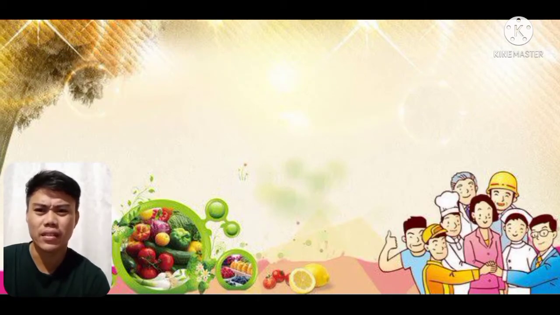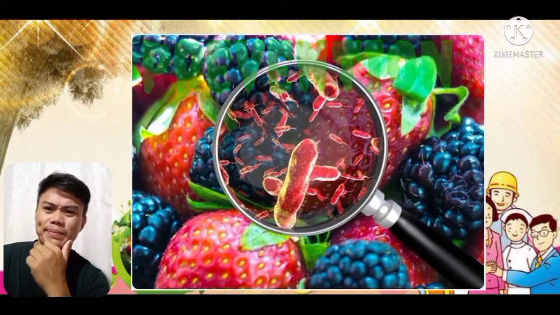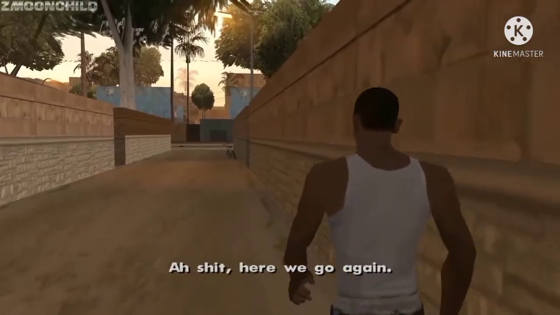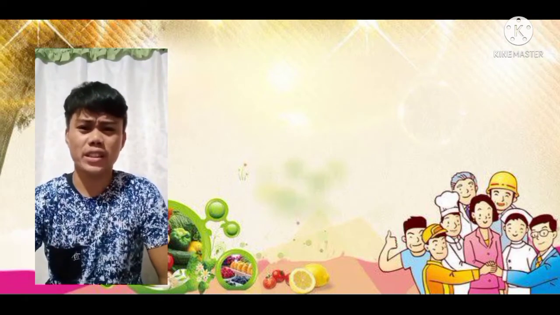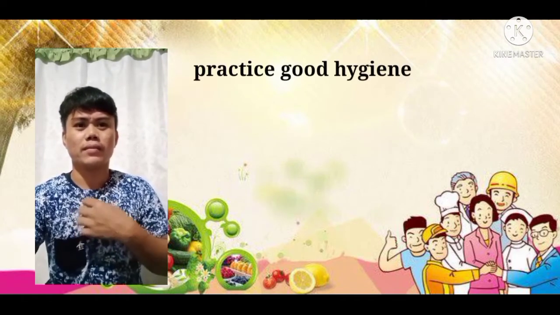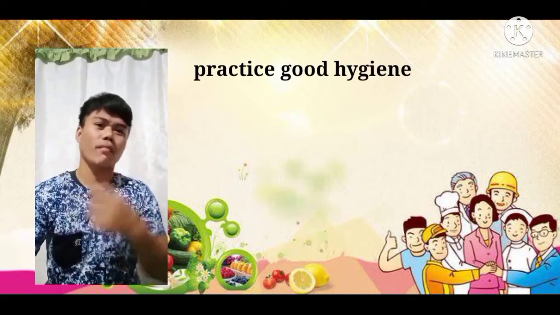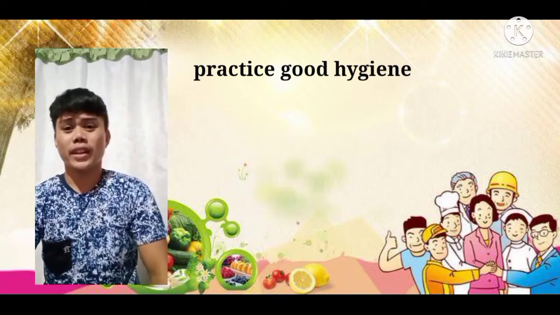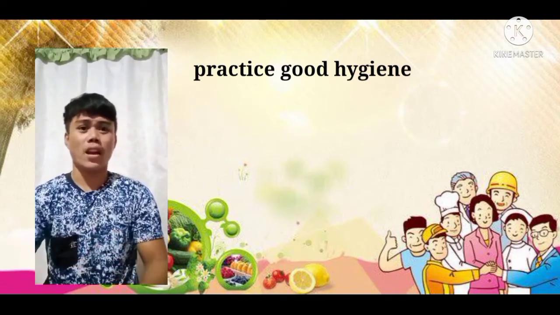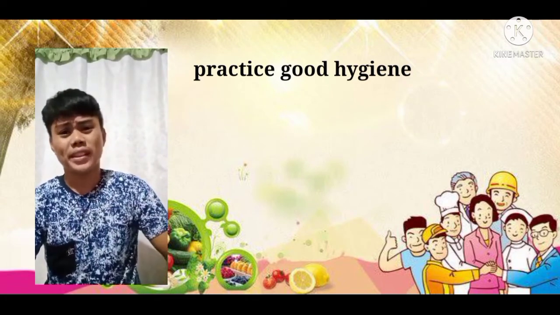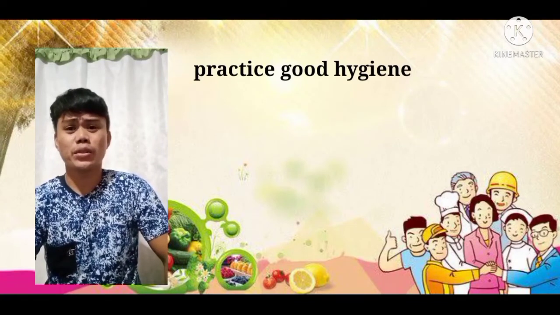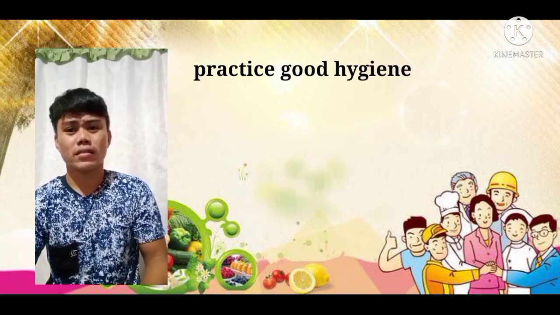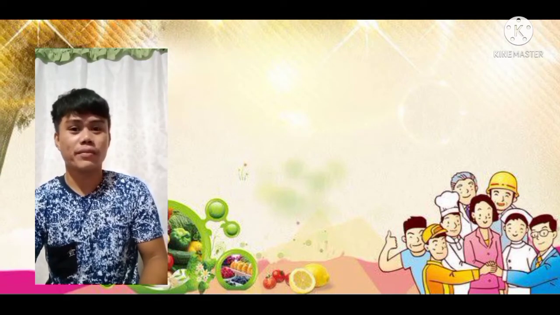How can we prevent giardiasis? The best way to prevent Giardia infection is to practice good hygiene. Frequent hand washing, and you should not drink contaminated water. You should also peel or wash fresh fruit and vegetables before eating.